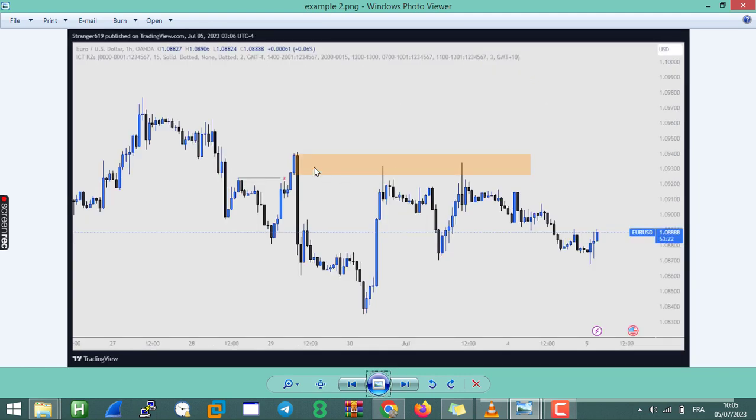Another A plus order block right here. We have taken liquidity from here, expansion lower, leaving a fair value gap, price retraces to it, hitting that order block perfectly, and then continues lower, retracing to here, hitting one more time, taking liquidity from here, leaving another order block right here. After trading lower, this candle can be another order block, taking liquidity, forming on a key level, which is this order block right here. And you can see there's the fair value gap right here, and then retracing lower.